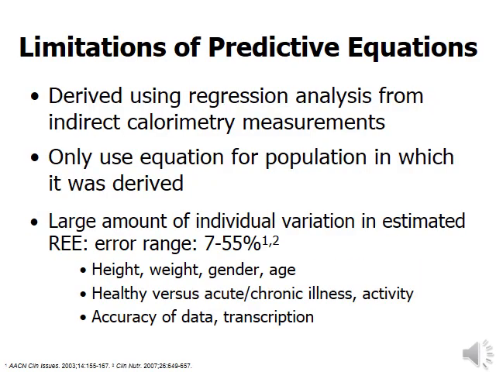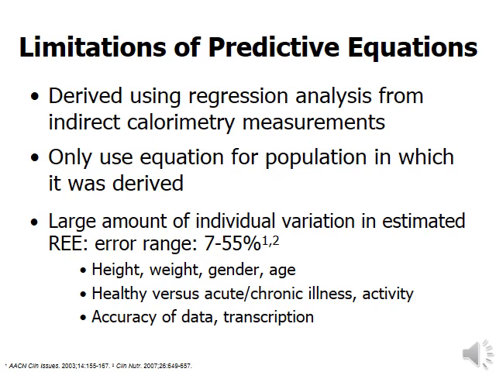Predictive equations, though easy to use, are not without limitations. Most are derived using a regression analysis from measurements obtained by indirect calorimetry. Due to differences in patient populations and limited generalizability of each equation, they should only be used to determine energy requirements for the population in which the equation was derived.